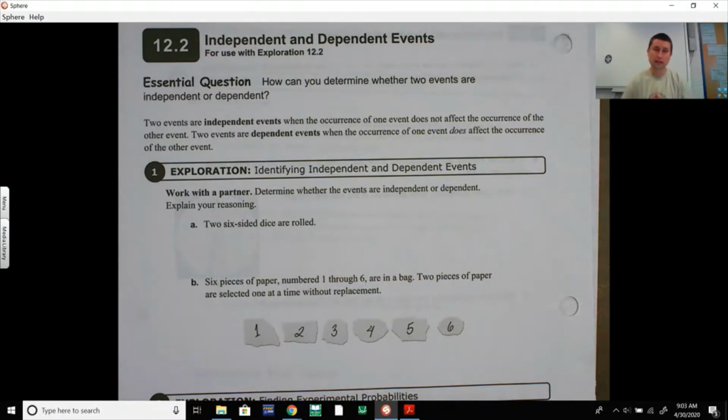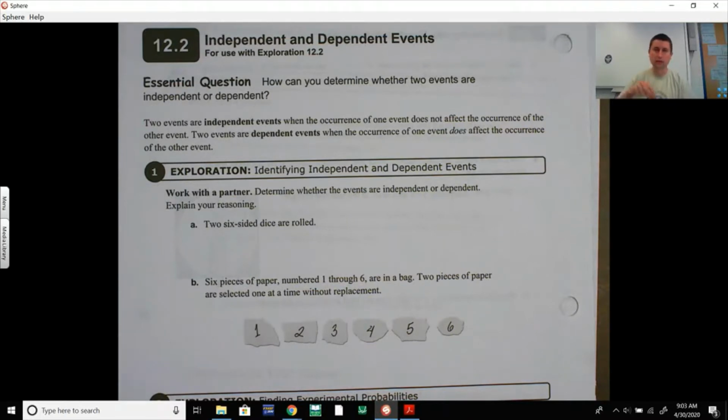Okay, dependent events is when the occurrence of one event does affect the occurrence of the other event. So if you're drawing names out of a bag, and you're not putting those names back in, let's say first prize might be $5, second prize might be $10, and the third prize might be $1,000. So if you have all of your names in the bag, you don't want to be the first or second one, you want to be the third one.